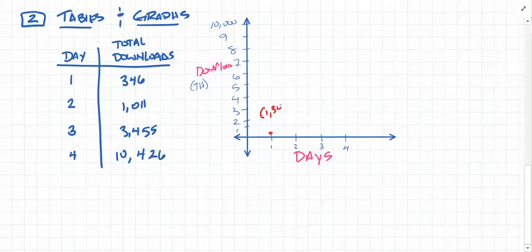All right. What about the second one? After day 2, where are we at? 1,000, and just a little bit more than that. So I'll go right about there. Okay. How about day 3? Where are we at? We're at almost like 3,500. So kind of in between, right? Okay. Good. And how about day 4? Where are we at? Whoa, shoot, we're at 10,000, like way above that.